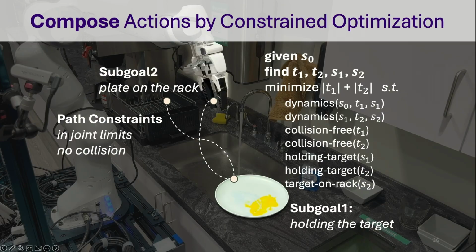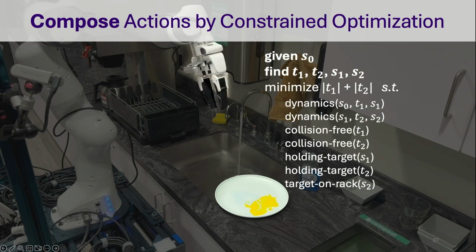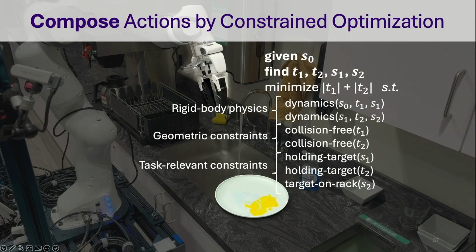If you look at all the constraints written here, they can be categorized into three groups. First of all, we have dynamics constraints, in this particular case just rigid body physics. We also have geometric constraints, in this case trying to avoid collision between the robot and other objects in the environment. And there are task-relevant constraints, like I want to be holding the target at a particular position, and I want the object to be on the dish rack.